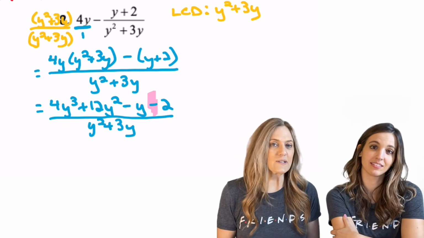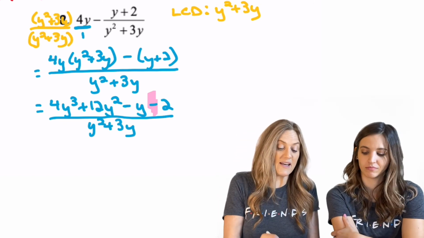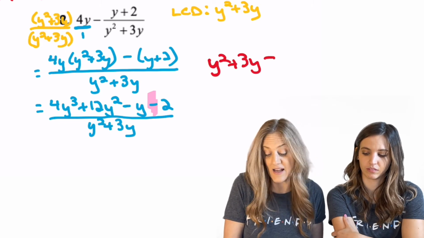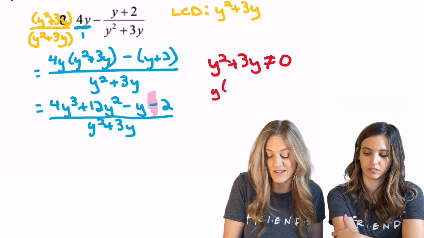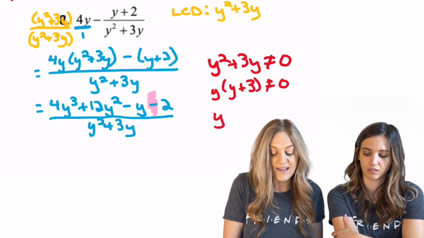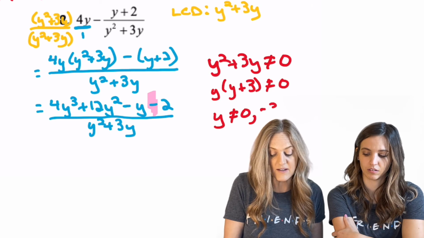Now all we need to do is state the restrictions. Well, here's when I might need to go ahead and factor that, because we want y squared plus 3y to not equal 0. It's going to be easier to see what those restrictions are in factored form. So y cannot equal 0 or -3.